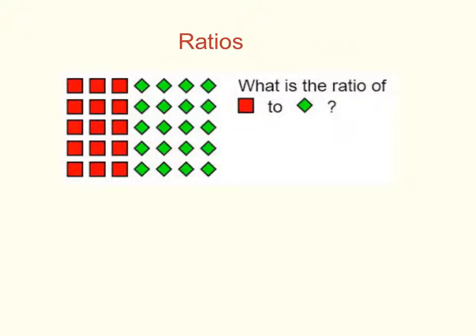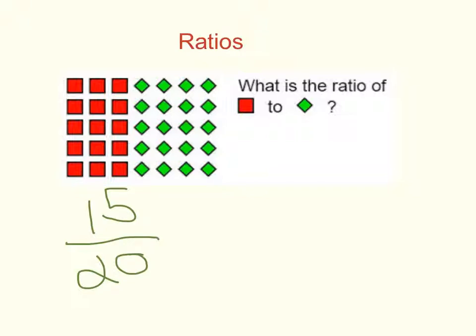Here we have some red squares and some green diamonds. And our question is, what's the ratio of squares to diamonds? Well, this is simply a counting process. And when we count, we find that we have 15 red squares and we have 20 green diamonds. So we would say that our ratio of squares to diamonds is 15 to 20.